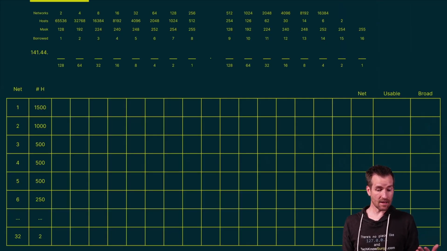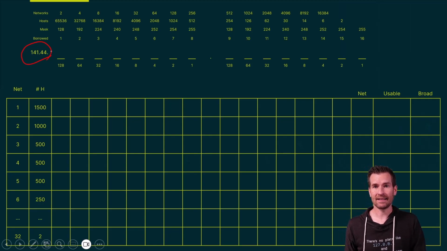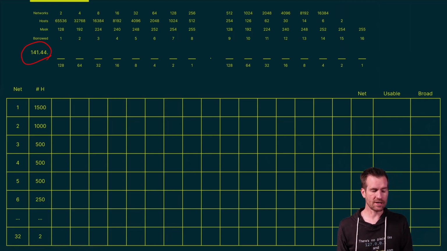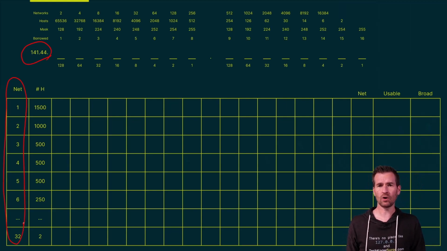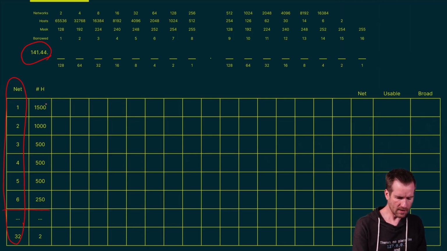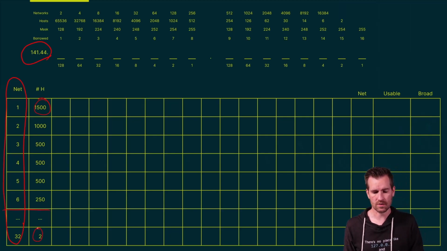So as you can see, we're dealing with quite a few bigger numbers here. We've got 141.44.something.something, so we're dealing with a class B address here. We have 32 networks. I didn't have enough space to put them all on there, but we've got a total number of 32 networks. We're just going to do the first 6 and figure out the first 6. And then it ranges anywhere from 1,500 hosts per network down to 2 hosts per network. So that's what we're working with.